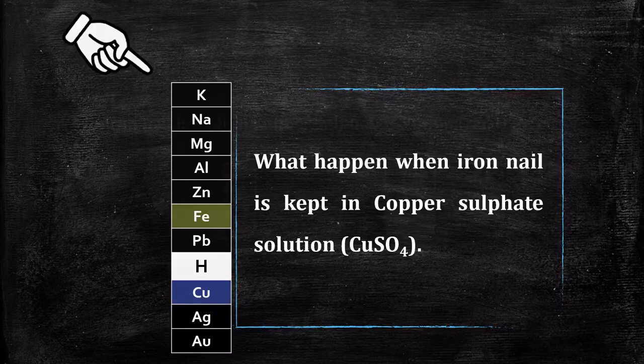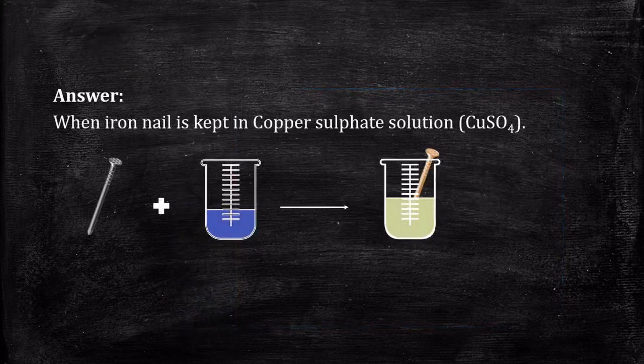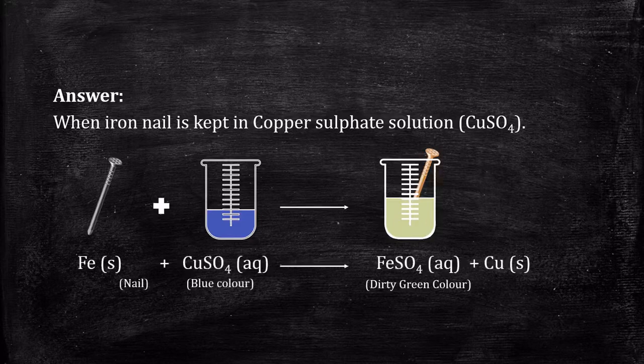When an iron nail is kept in copper sulfate solution, the iron nail becomes brownish in color by deposition of copper on the iron nail, and the blue solution of copper sulfate changes to a dirty green color due to the formation of FeSO4. Here is the chemical reaction where in the reactant side we have iron, that is the nail, and copper sulfate solution, which is blue in color, and in the product side we have iron sulfate, FeSO4, which is dirty green in color, and copper metal.